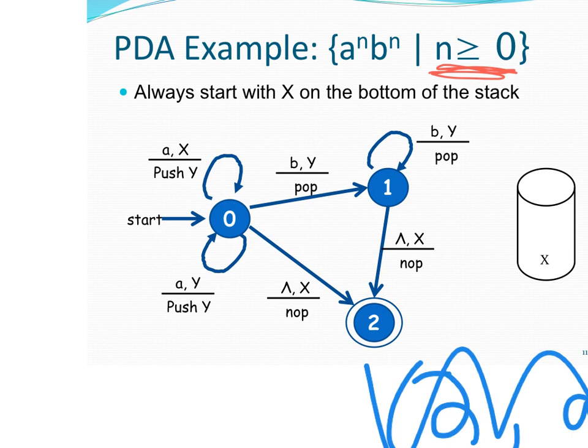And, you know, if you try the string lambda, which is in this language, right, then what's going to happen is you'll see why we have this 0 to 2 thing, right?